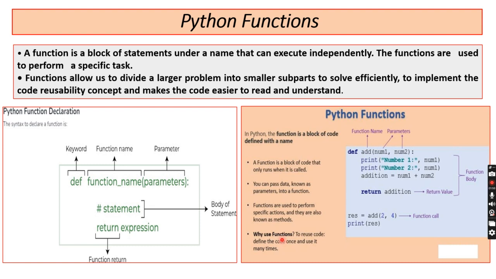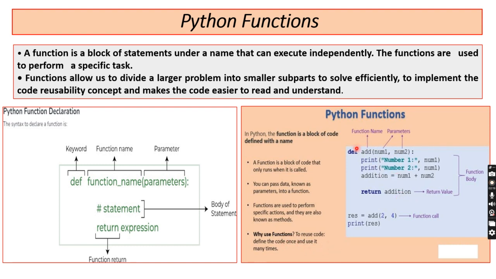Why do we use functions in a program? To reuse the code. Define the code once and use it many times. In a program, when we define the code a single time and use it many times, we are using functions.